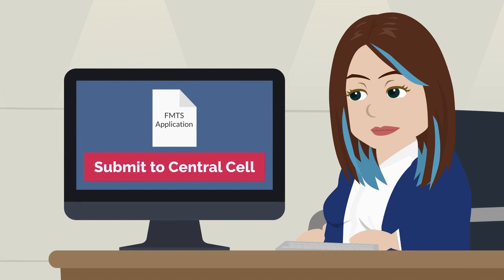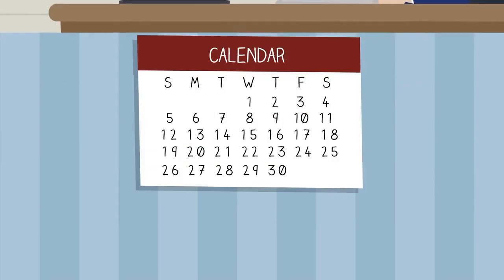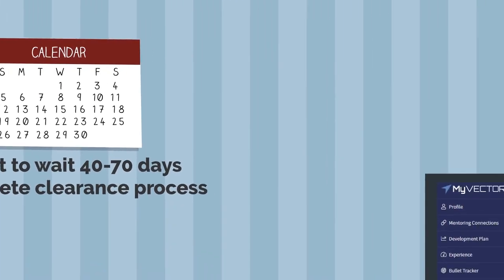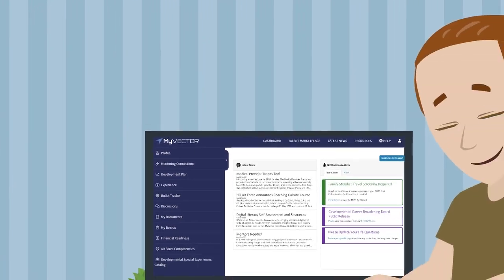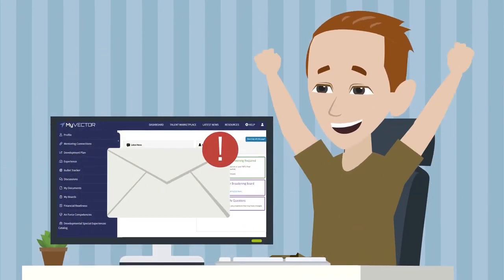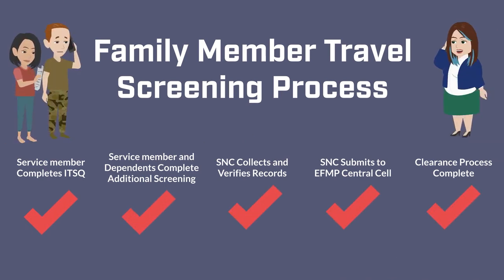Once your application has been submitted by your SNC to the EFMP Central Cell, you can expect to wait 40 to 70 days to complete the clearance process, depending on the complexity of your case. You can monitor your application status in MyVector. Once a determination is made, you will receive an email. This completes the family member travel screening process. If you have questions as you fill out these forms, contact your local special needs coordinator.